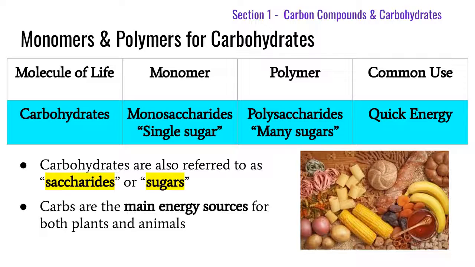So sometimes you may hear that a person is going to carbo load before they go on and run a marathon or something. So they're probably eating lots of breads and pastas and things, and that's because that's where they're going to get their quick energy from. And that's again because carbs are our main energy source for both plants and animals.